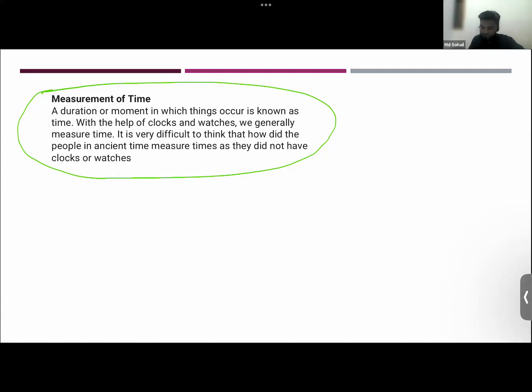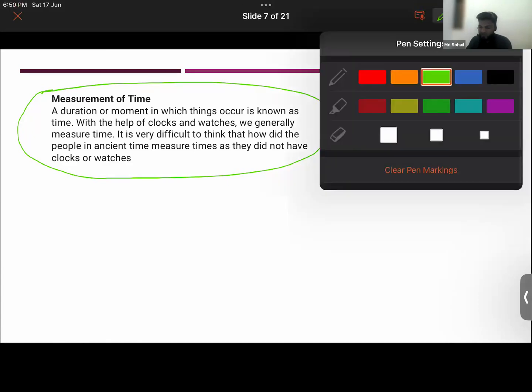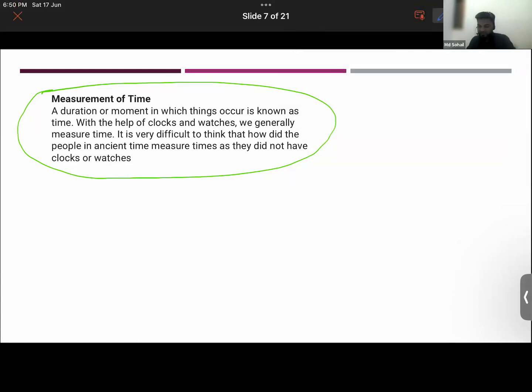Earlier, people used to have different traditional methods of measuring time. We will come to that discussion. Let's just solve a few questions related to time, distance, and speed. So we know that speed equals what? Distance upon time. Yes. Now from this formula, we can calculate distance and time also.